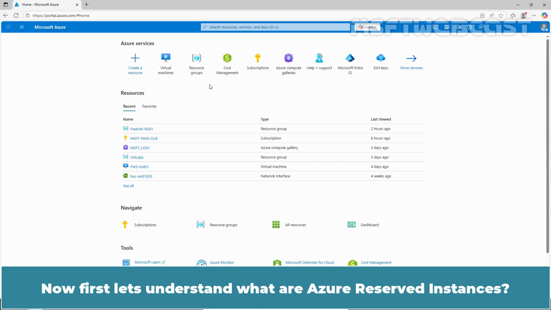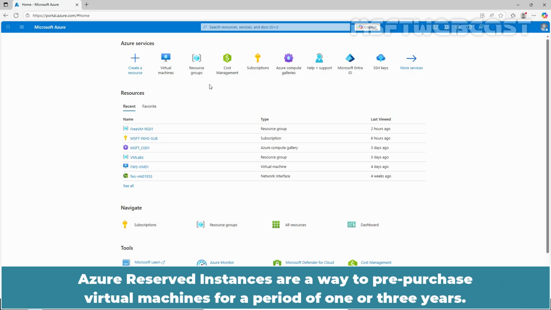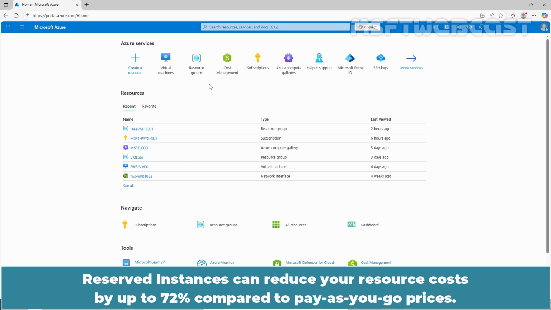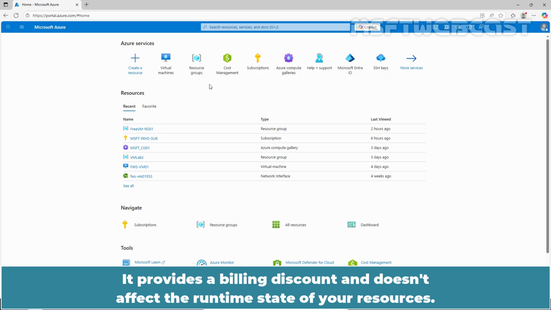Now first, let's understand what Azure reserved instances are. Azure reserved instances are a way to pre-purchase virtual machines for a period of 1 or 3 years. This allows you to get a discount on the resources you use. Reserved instances can reduce your resource cost by up to 72% compared to pay-as-you-go prices. It provides a billing discount and doesn't affect the runtime state of your resources.